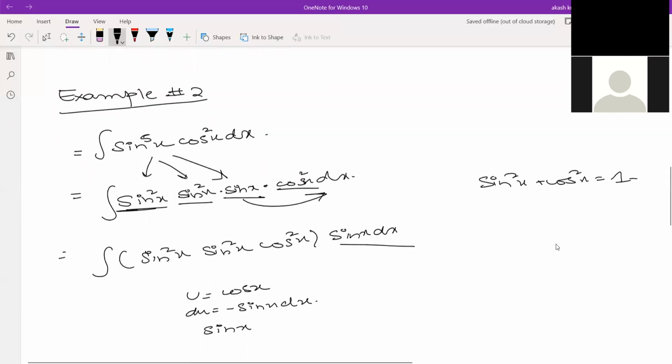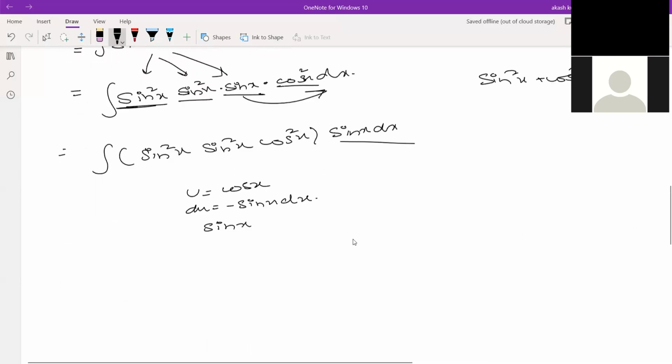When I got sine x dx, I knew that sine x dx is equal to minus du, because when I differentiate cos x, I get minus sine x dx. So I took my u as cos x and differentiated it, and sine x dx will be equal to minus du.